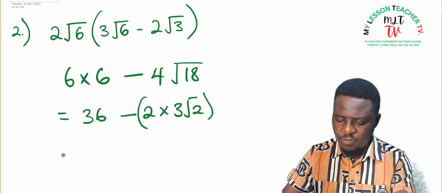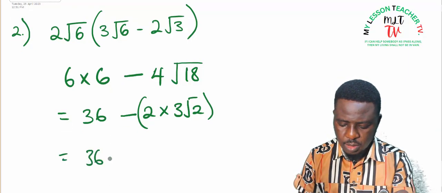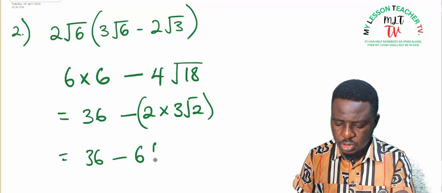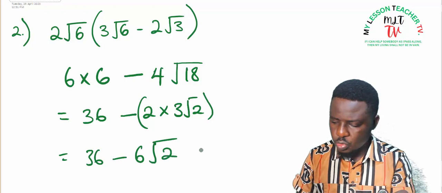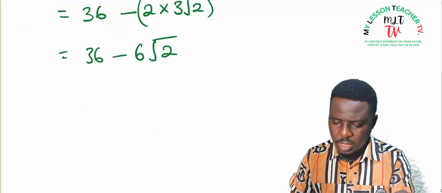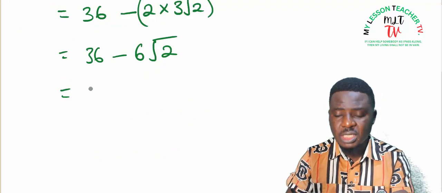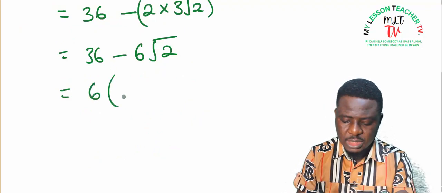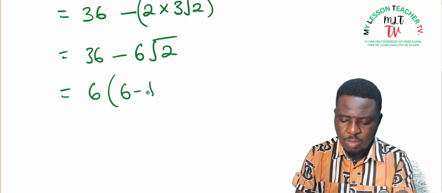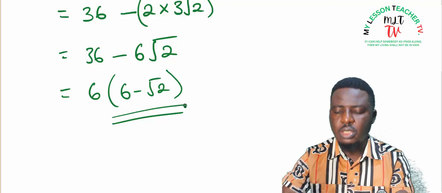And this can be simplified to be 36 minus 6 root 2. You can still simplify this further by factorizing out 6. This becomes 6 into 6 minus root 2. And this is your answer.